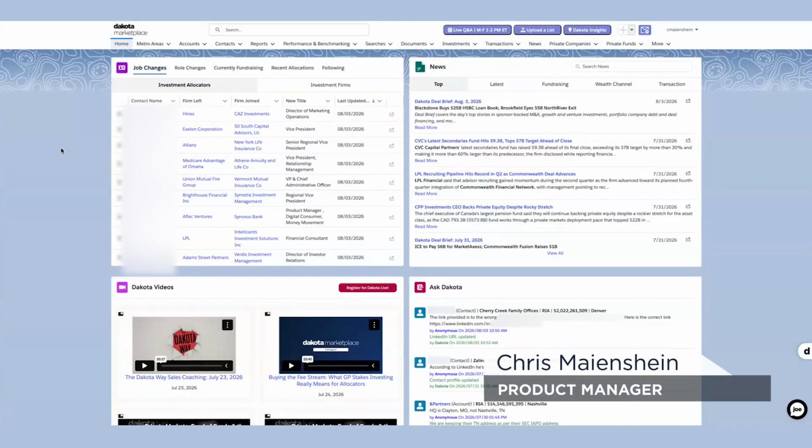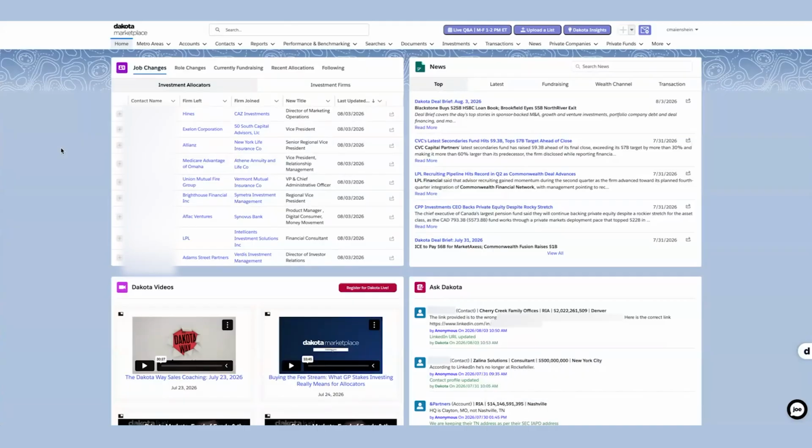This week's product highlight focuses on the different ways that Marketplace helps users identify firms that currently have funds in the market. There are two primary ways to find this information, the first being Currently Fundraising and the second being new fund launches.